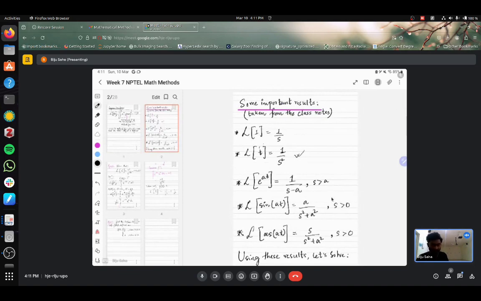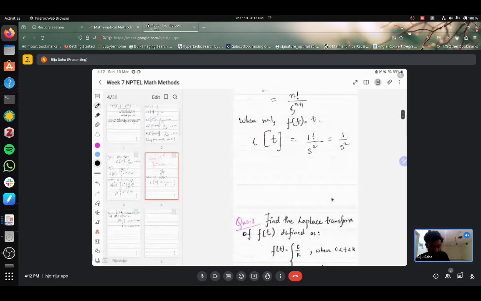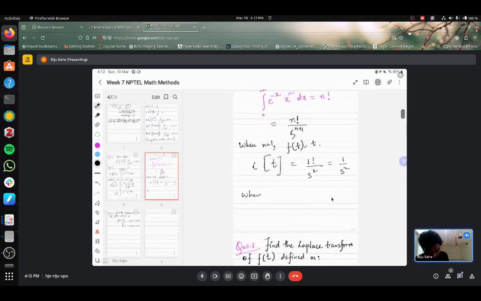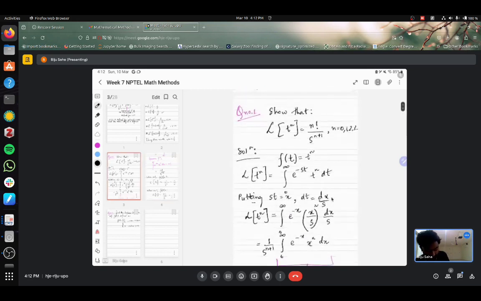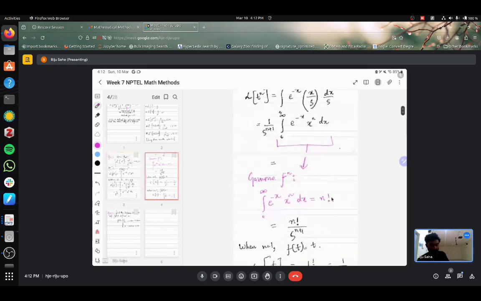This formula is a very general formula, because when you put n equal to 0, f(t) becomes 1. So then what you see is the Laplace transform of 1. Just put n equal to 0, you have 0 factorial over s, that is 1 by s. So if you keep this result in mind, then for any value of n you can easily get the Laplace transform.